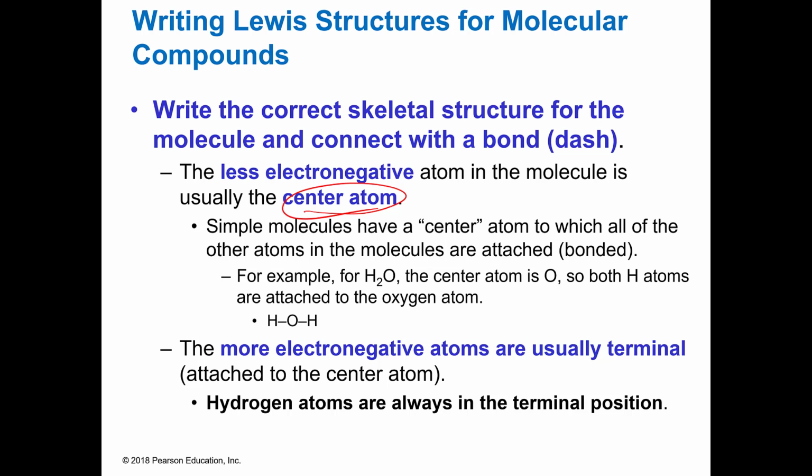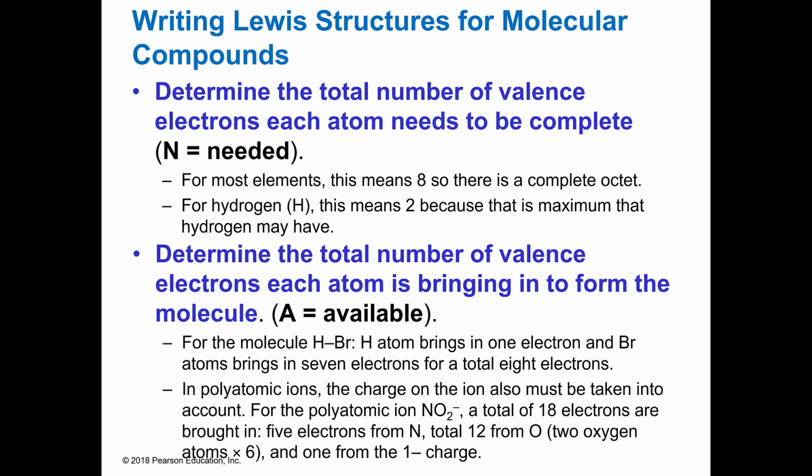An exception to that is hydrogen, which is always going to be terminal, because it can only form one bond. Otherwise, the more electronegative atoms are going to be terminal and attached to the central atom. I have these detailed instructions, and then I'm going to have a summary slide on how to do these Lewis structures. So if you need to read a whole lot, you can.